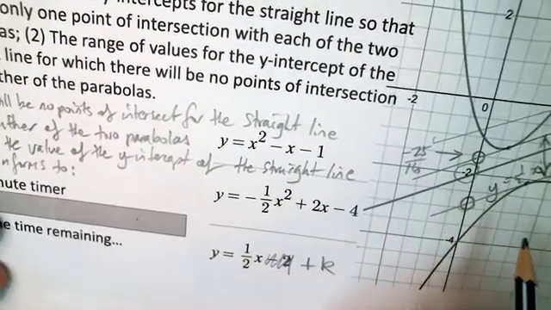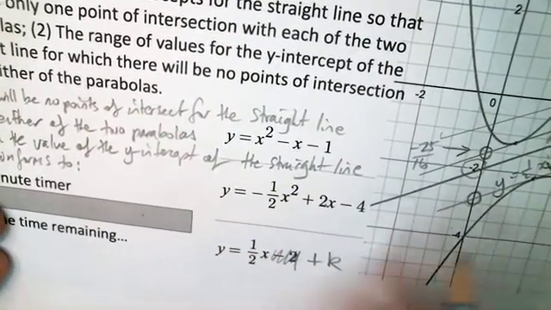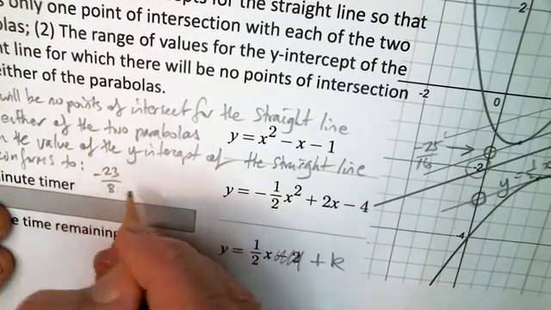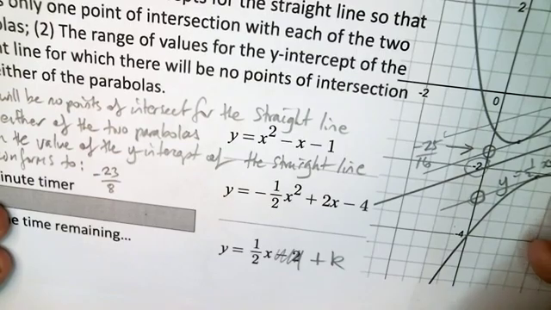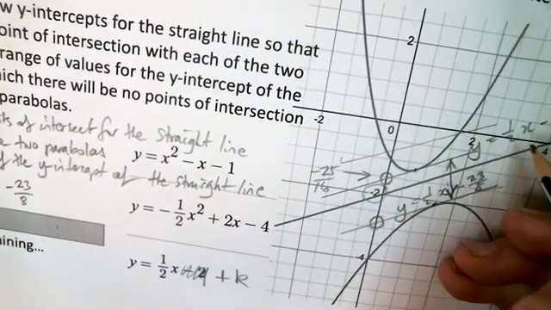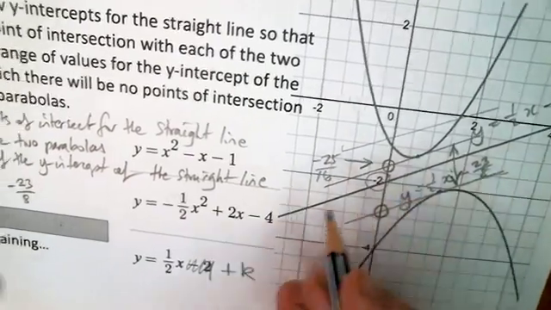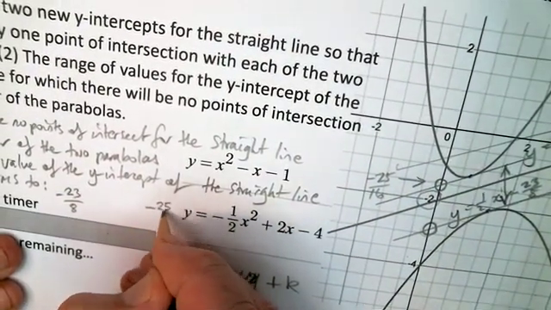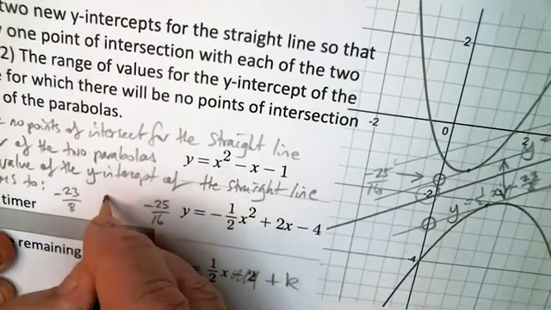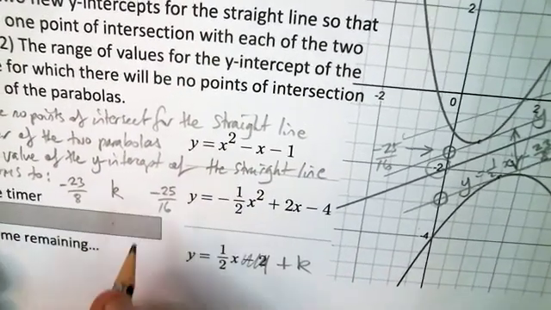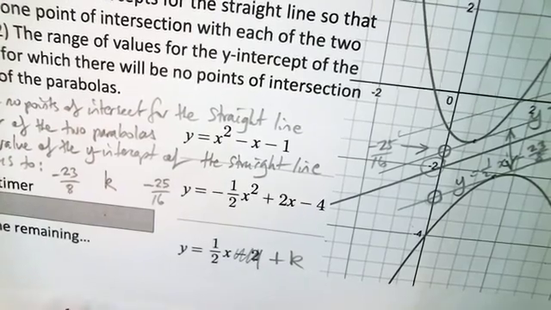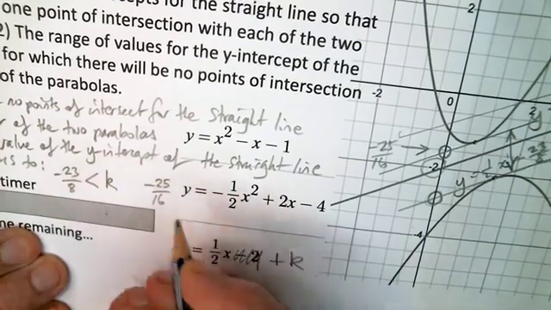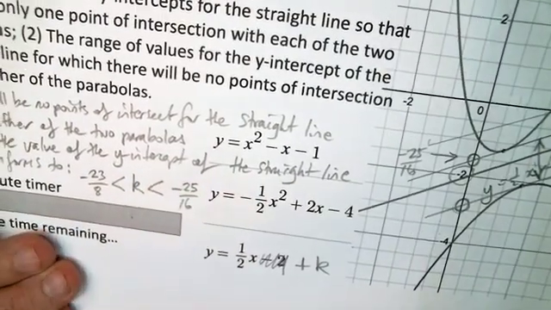So the minimum one we've got is negative 23 on 8, and the maximum one we've got is negative 25 on 16. So that means that K is going to have to fall between these 2 points. This one being the minimum one. So K is actually going to have to be greater than that one, but also less than this one.